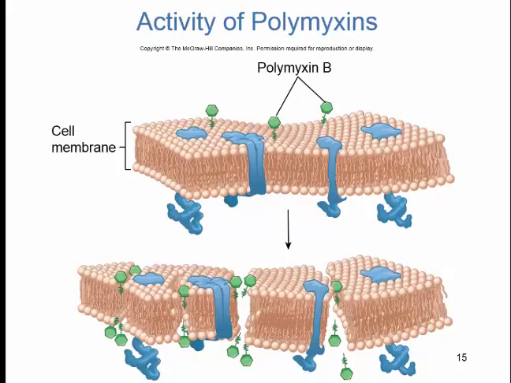And that's shown here. So polymyxins interact with the surface layer of the phospholipid heads. Those interactions then push the phospholipids apart, and then membrane integrity is broken down. And of course, the osmotic pressures cause the cell to burst.